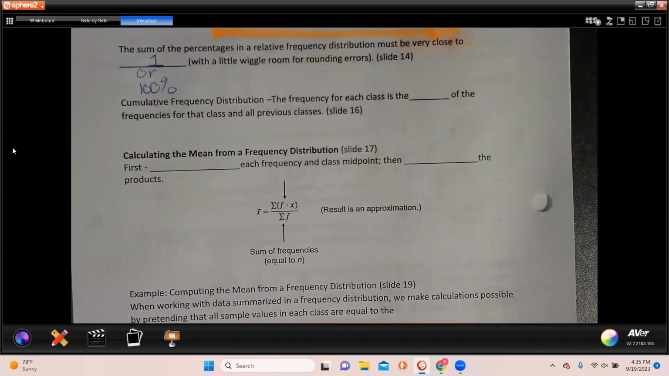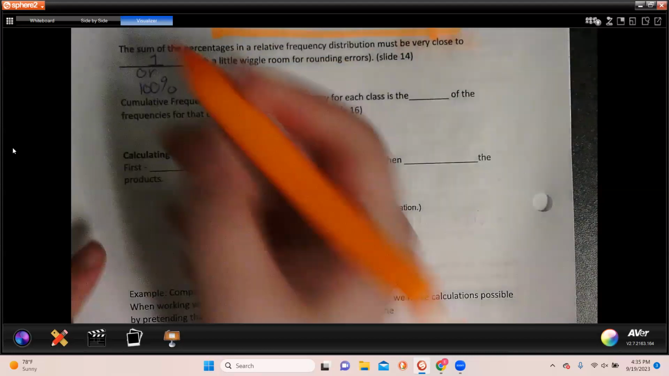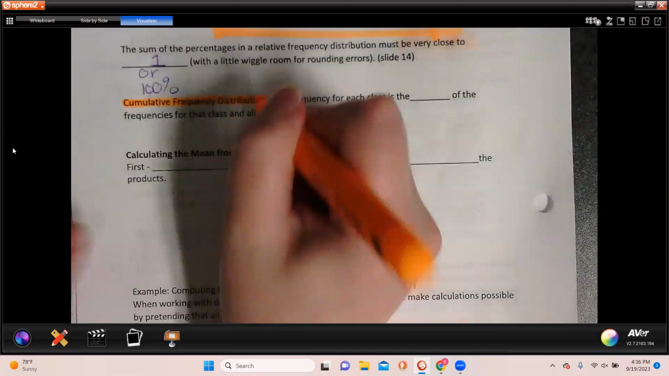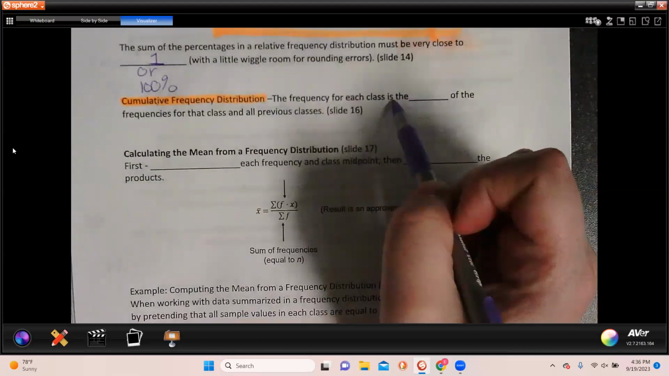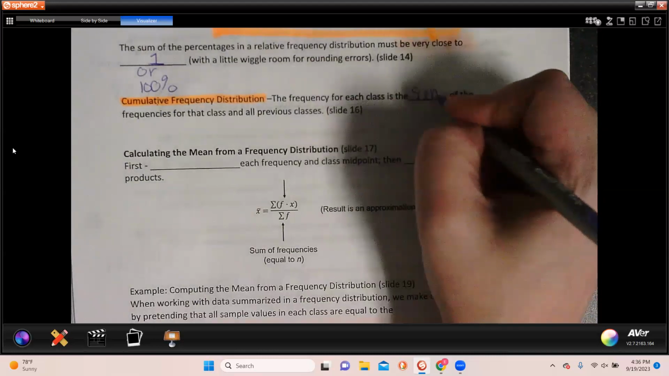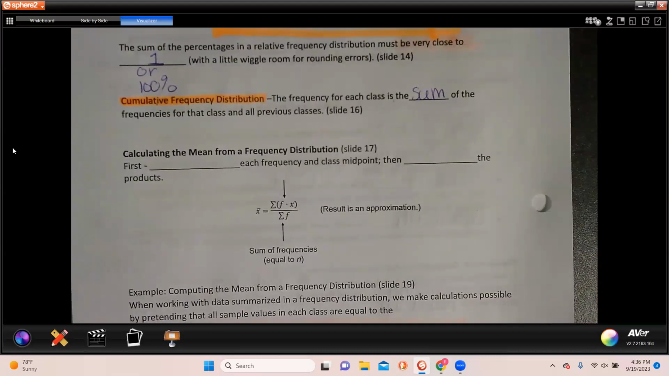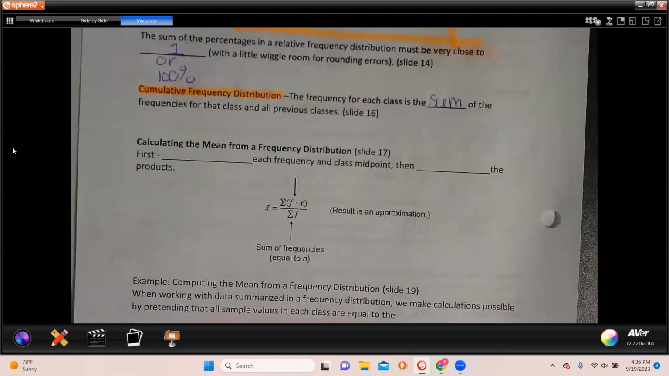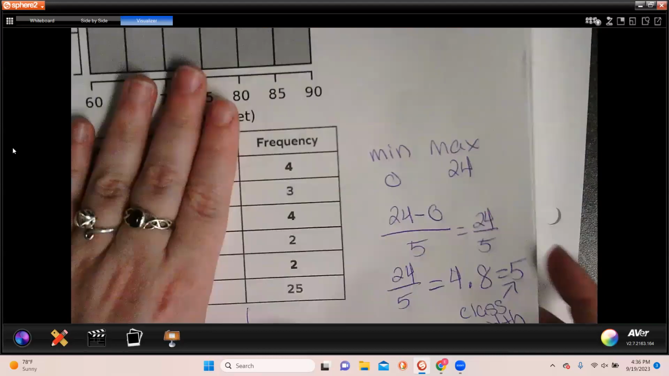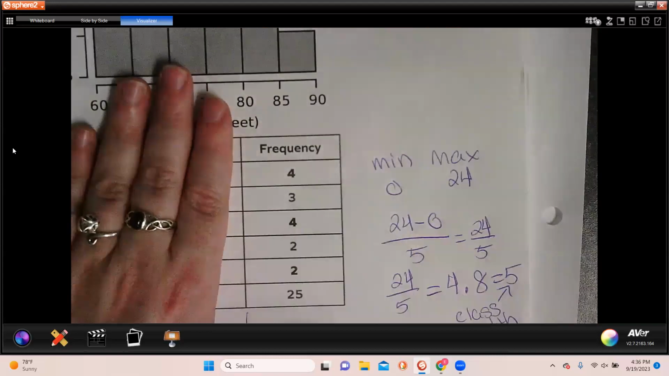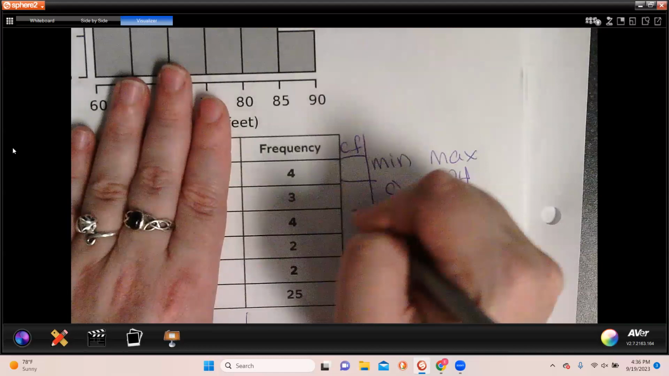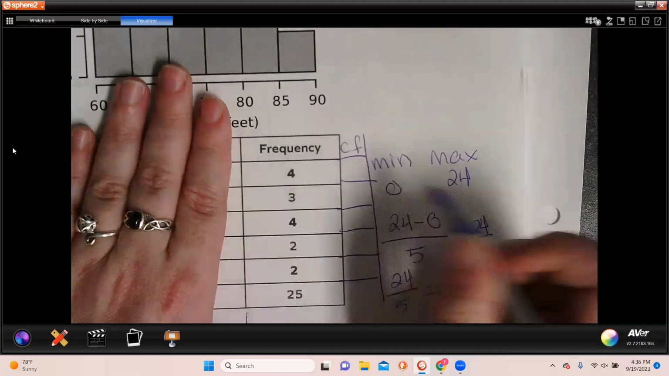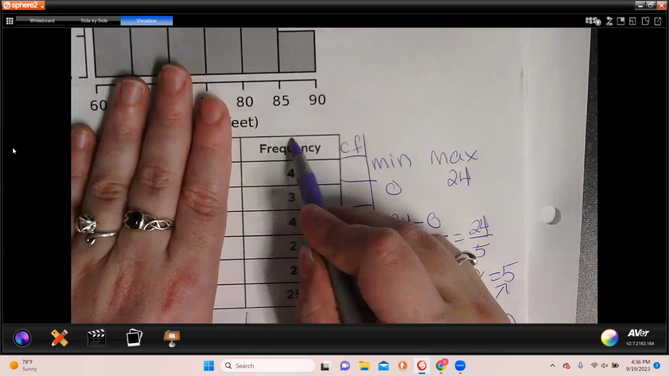Okay. Now the cumulative frequency distribution, this is a little bit different. Cumulative, the word means the sums. So the frequency for each class is the sum of the frequencies of that class and everything that came before it. Okay, everything that came before it. So if I use this particular example, the cumulative frequencies, I'm running low on room, so I'm gonna say CF for cumulative frequencies. It's this frequency plus the sum of everything before it.